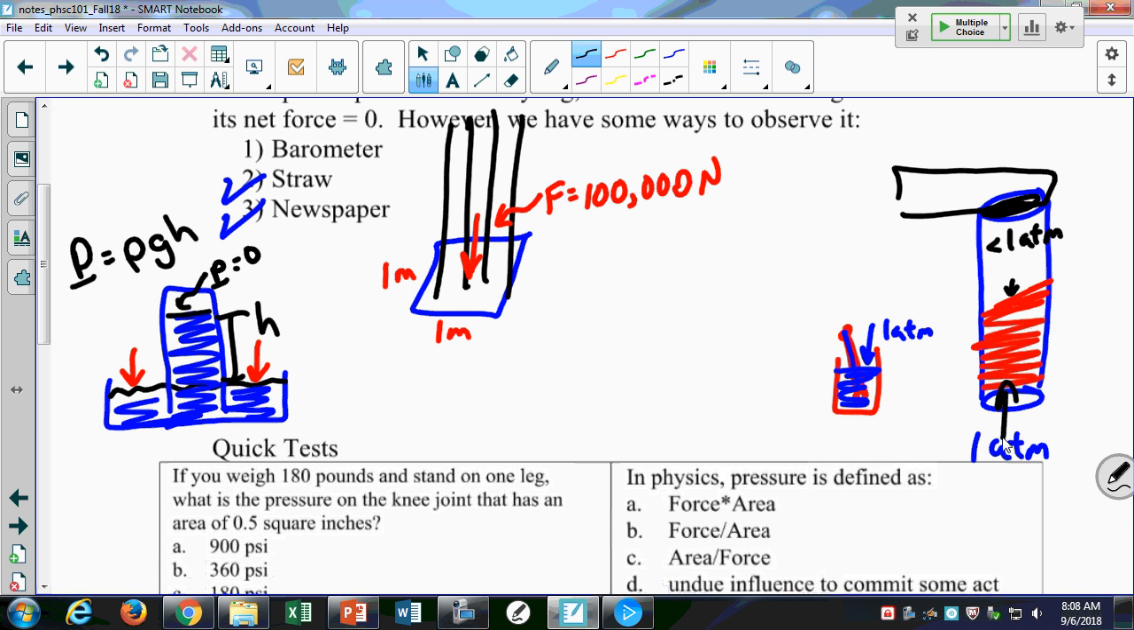So instead of using water, what could we use? We could use a substance that is what? Denser. If we use a substance that is denser, if we increase rho, that means that H will decrease for a given pressure. If we increase rho, which is what we do by using mercury, which has a very high density, that means that H will decrease. So instead of having a column that's 10 meters tall, we get a column at 1 atmosphere that's 760 millimeters.